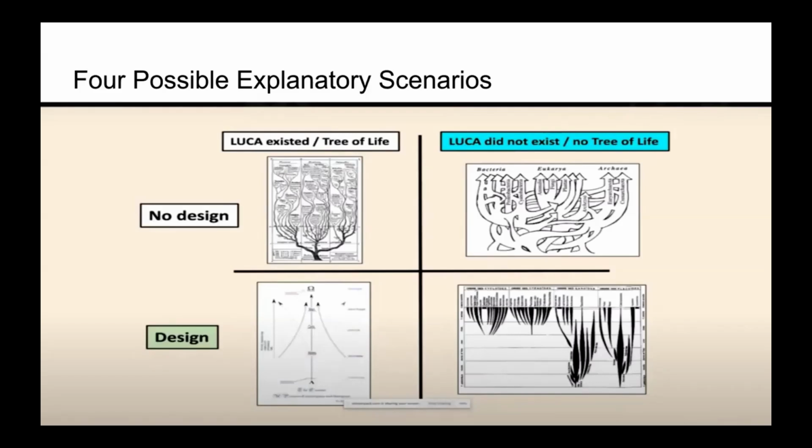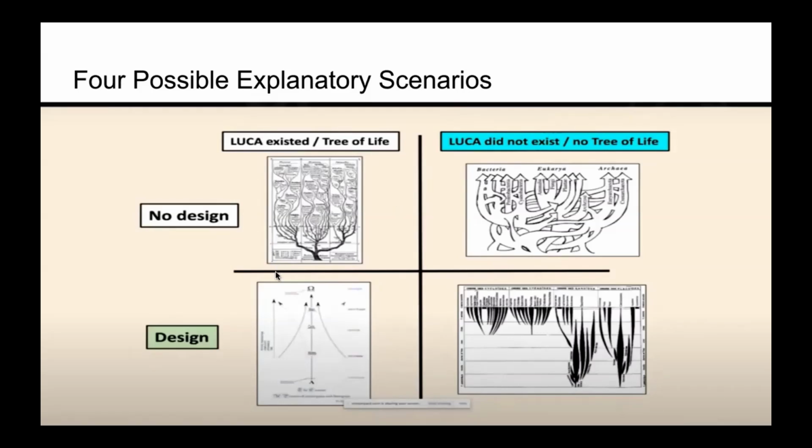Now, alternatively, you can have no design with multiple origins, right? LUCA does not exist in this case. There's no design. All this is saying is that life began several times independently through natural processes, and these trees form a forest as opposed to a single tree of life.